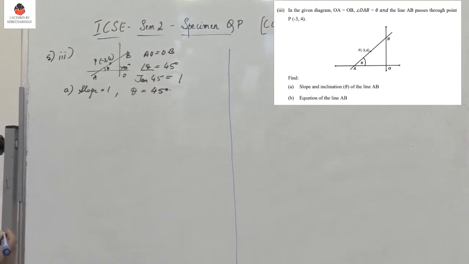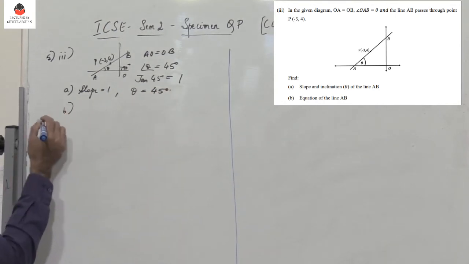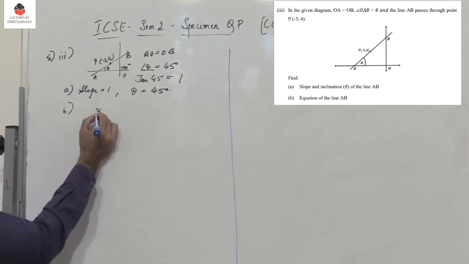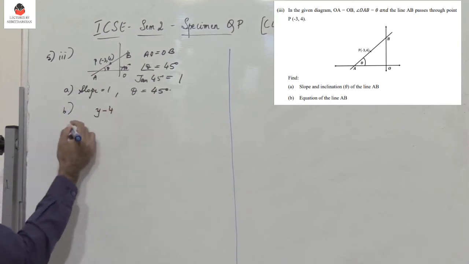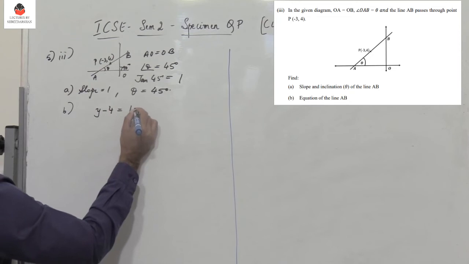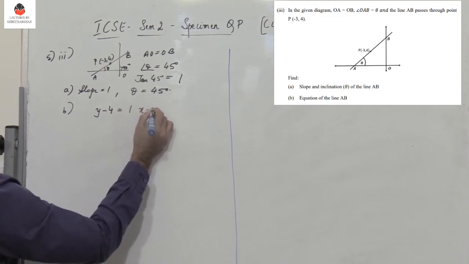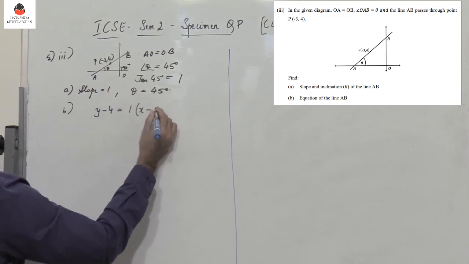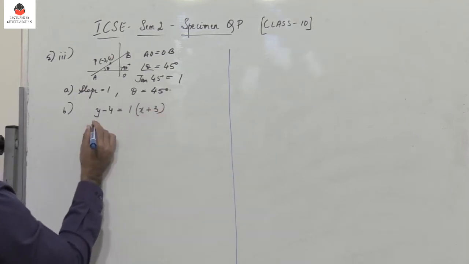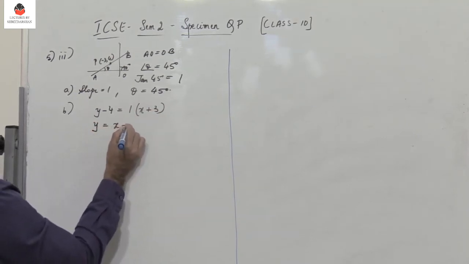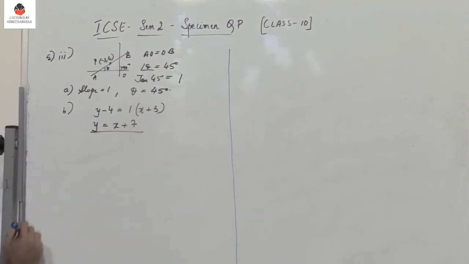So find the equation of the line. What is the equation of the line? You have y − y1, which is 4, equals m into (x − x1). Minus of minus 3 is plus 3. So you get y = x + 7. So this is the equation of the line.